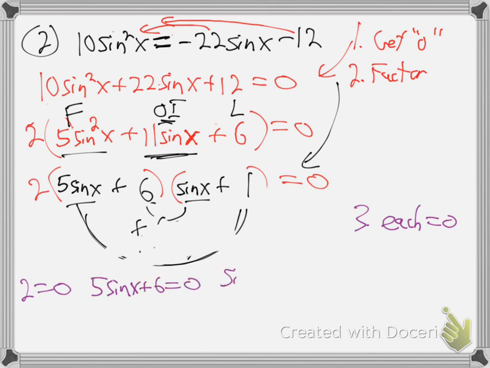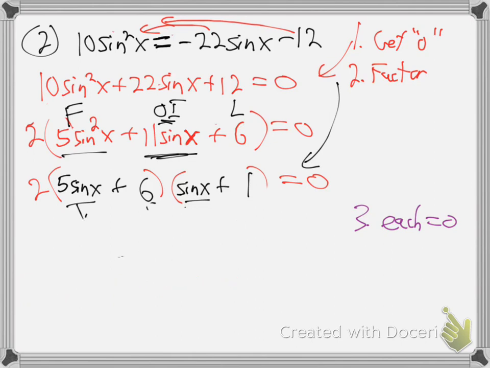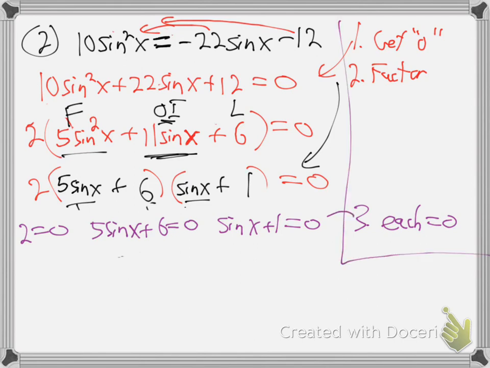Well, here, I'm gonna move this up. I need some room. So 2 equals 0, 5 sine x plus 6 is 0, and sine x plus 1 is 0. So that makes sense here. So step 1, step 2, step 3, they each get their own 0.